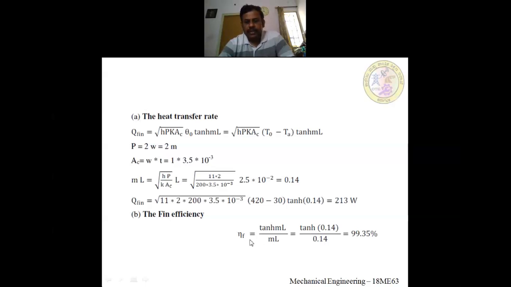Next, fin efficiency. For an insulated fin, I have just now shown the formula. I've used the direct formula, tanh(mL) by mL. Just substitute the values and get the efficiency. It is around 99.35%.